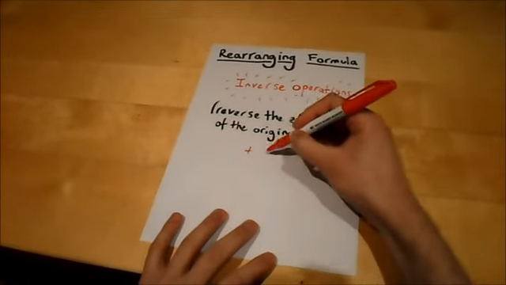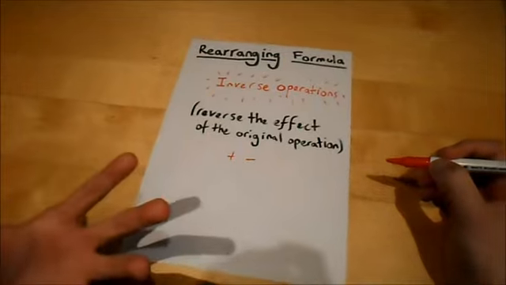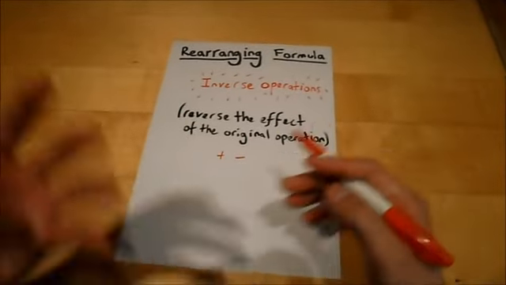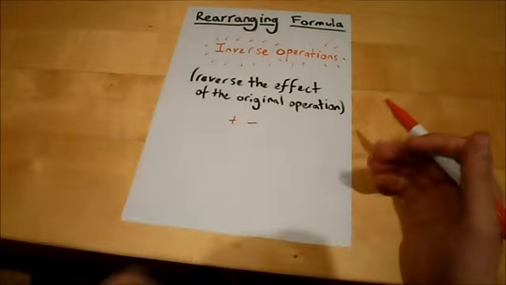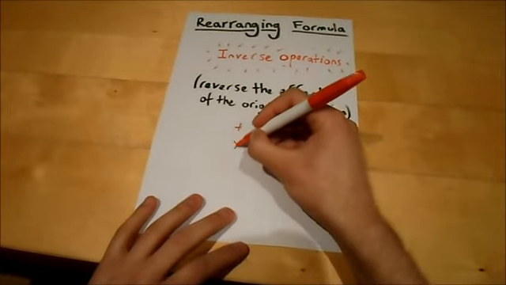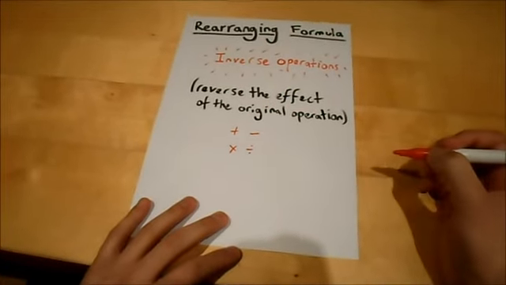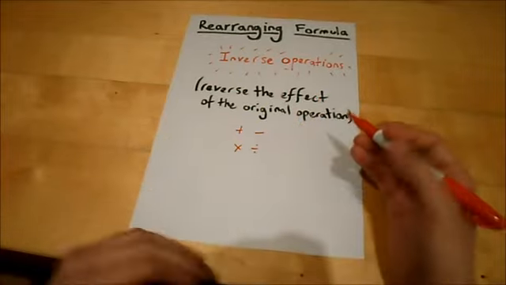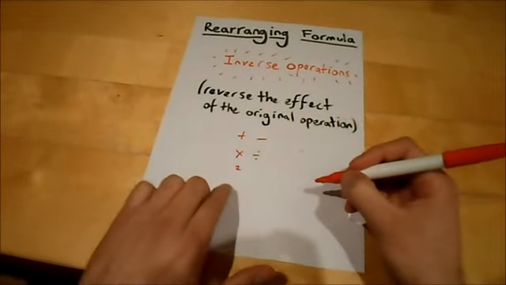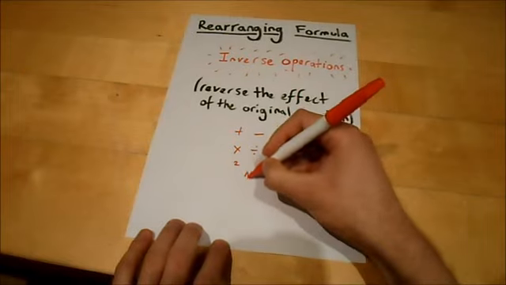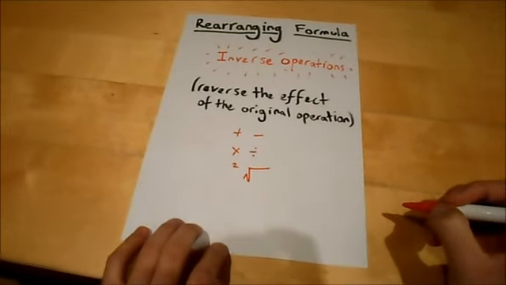So, adding and taking away undo each other. They're the opposite of each other. They're the inverse of each other. If you add something, taking it away is undoing it. And similarly, times and divide also go together. They're the inverses of each other. And we're also going to be using squaring, so the little 2, and square rooting.